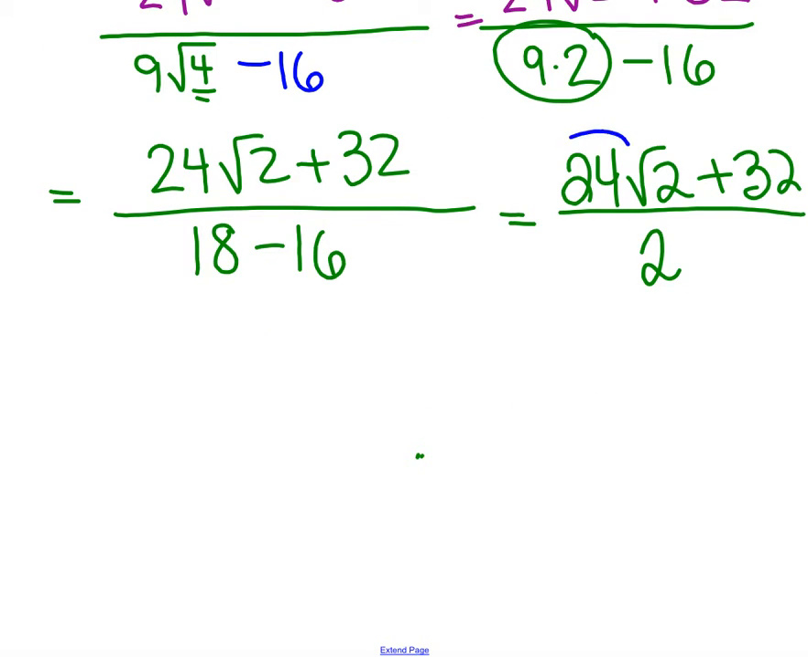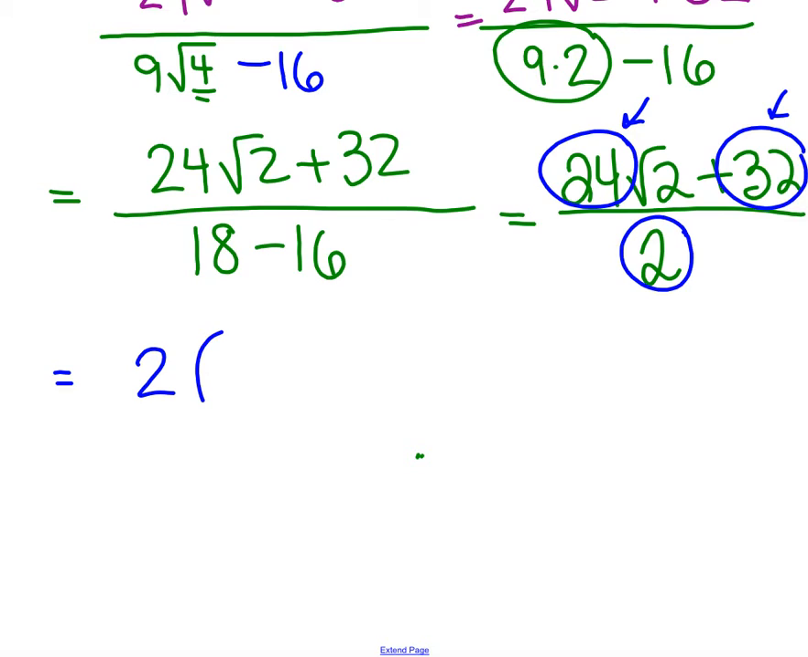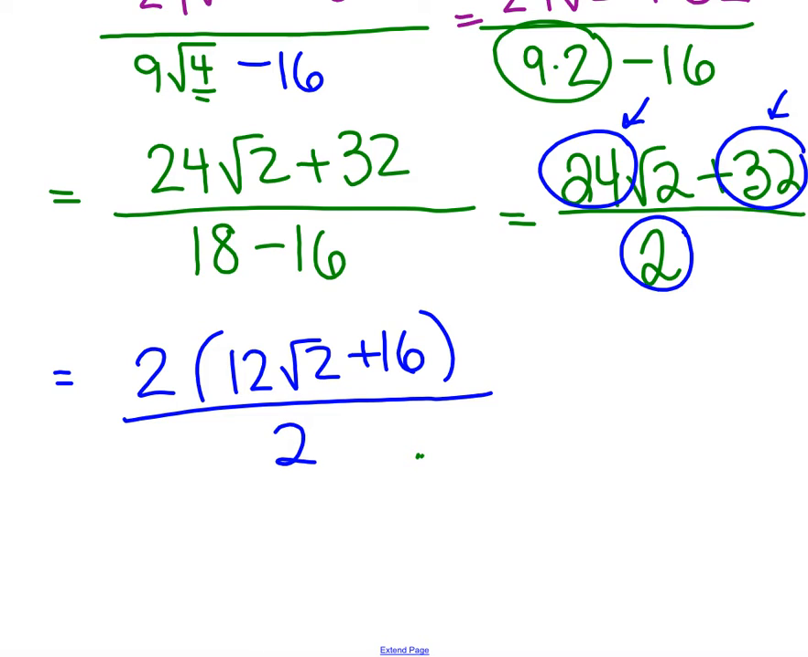I can take and divide this by 2 and that by 2 and this by 2. Now, I don't really recommend you do that right away. You may want to take out a 2 here and take out a 2 here so you see it. So this is factoring out a 2. So the 2 is out. So 24 divided by 2 is 12 square roots of 2. 32 divided by 2 is 16. So you're taking out a common factor. And you're left with a 2 still in the denominator. Now it's nice and easy to see that these two reduce out. So final answer, 12 square roots of 2 plus 16.